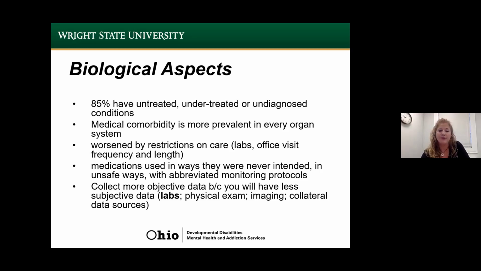Also, it's important to know that medical comorbidity or medical conditions are more prevalent in every single organ system. So that's central nervous system and lungs, heart, GI. And so it's really common for individuals with MIID to also experience neurologic and medical conditions.